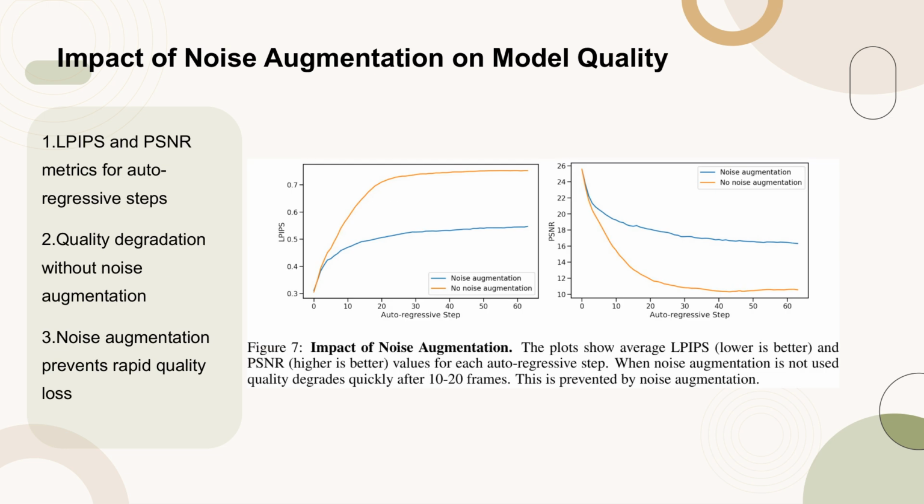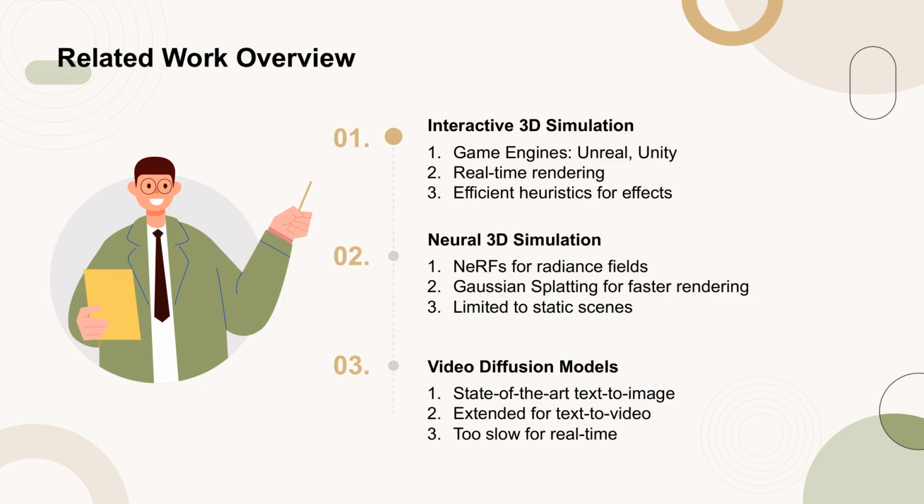Figure 7 illustrates the impact of noise augmentation on model quality through average LPIPS and PSNR values for each autoregressive step. The data clearly shows that without noise augmentation, model quality degrades rapidly after 10 to 20 frames, as indicated by the increasing LPIPS and decreasing PSNR. In contrast, the use of noise augmentation effectively prevents this rapid degradation, maintaining higher quality over the same number of frames.